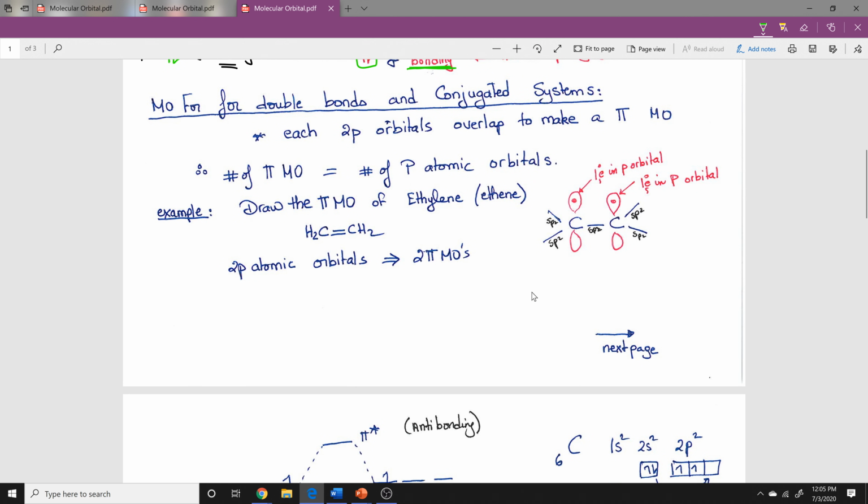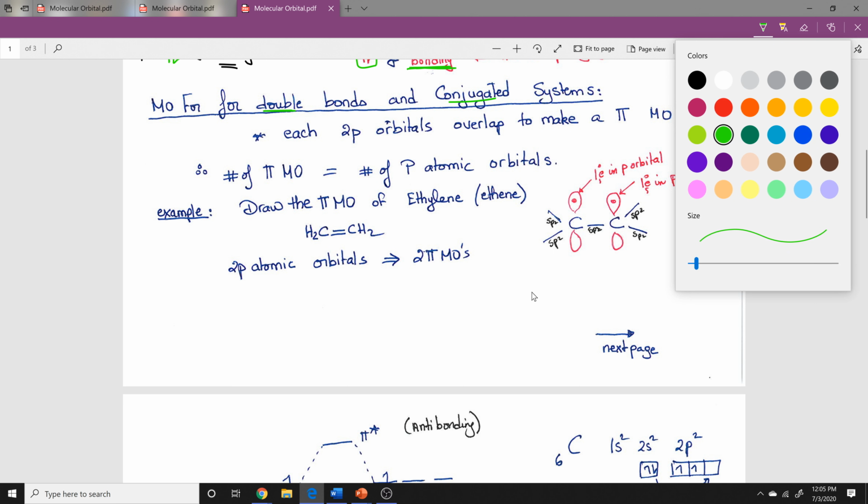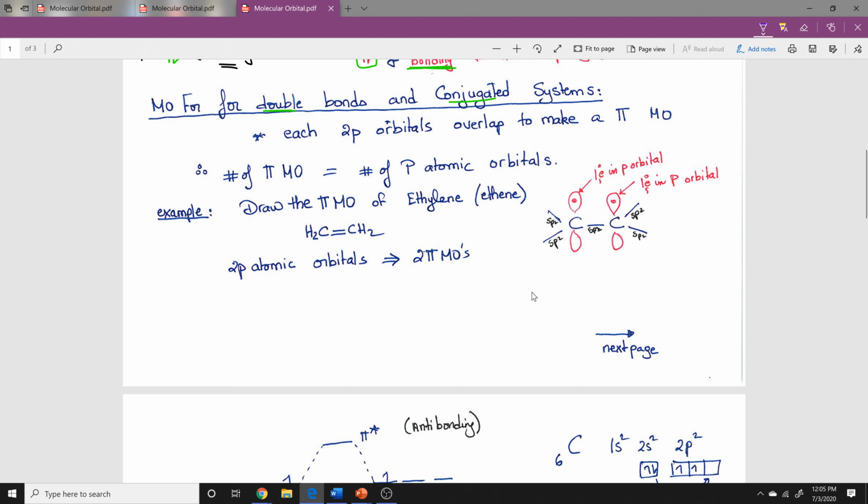In this chapter, we are interested in the molecular orbitals for double bonds and conjugated systems, since we are working with conjugated systems. So the rule says that in order to figure out how many pi molecular orbitals you have, you check how many p atomic orbitals you have, because the numbers are the same. So the number of pi molecular orbitals is equal to the number of p atomic orbitals.